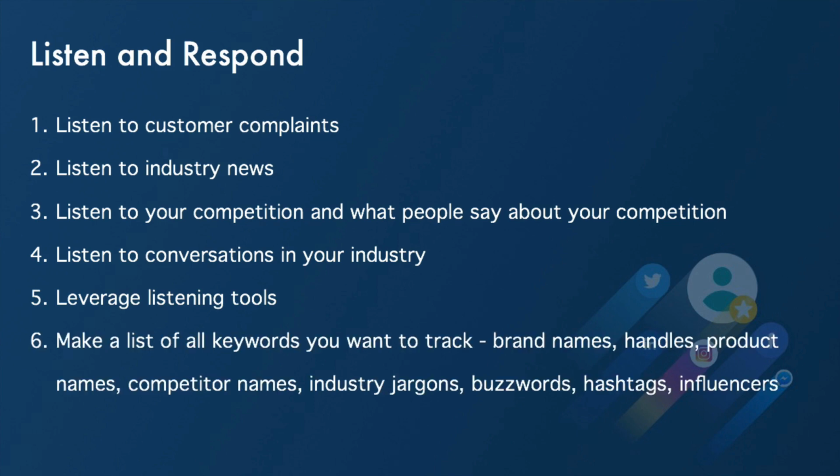And the sixth one is make a list of all keywords you want to track: brand names, handles, product names, competitor names, industries, jargon, buzzwords, hashtags, and influencers. Once you make this list, you type each of these keywords into search.twitter.com and see what conversations people are having about these particular keywords, and you pay close attention to that.